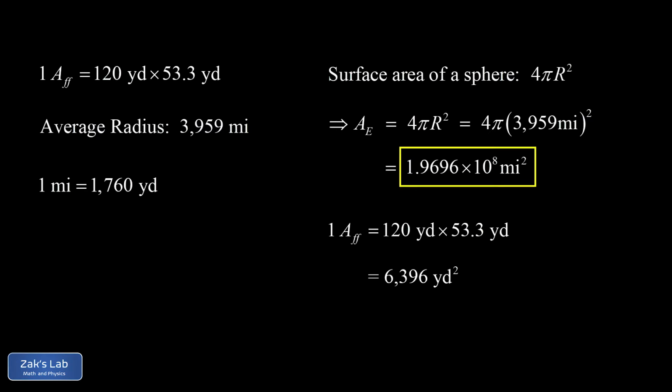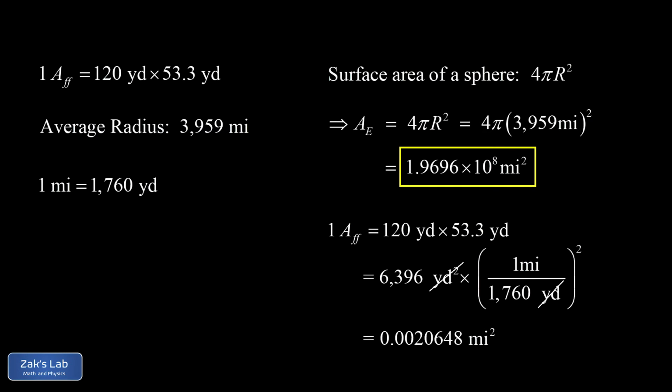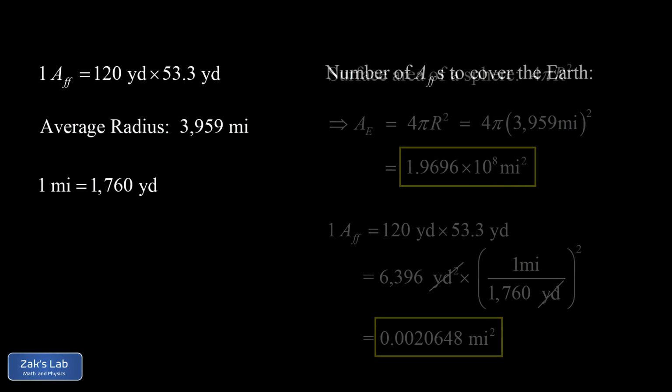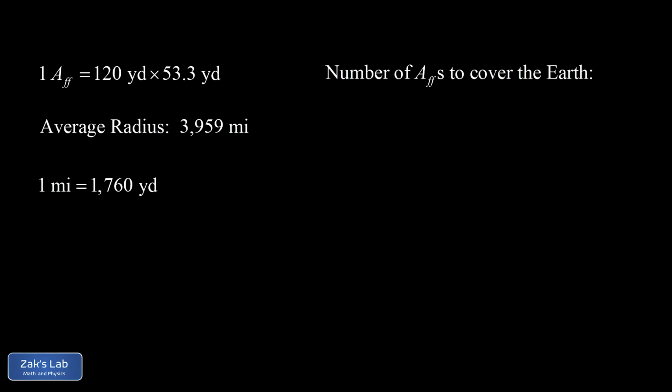Now to convert this to square miles, we have to be really careful. This actually requires squaring the conversion factor because we need to cancel 2 factors of yards. So we square the factor of 1 mile over 1,760 yards. And our yards squared are going to cancel, and this leaves us with units of miles squared, or square miles. So there's the area of our football field in square miles, again, keeping 5 significant digits of precision just for the moment. And we get 0.0020648 square miles.